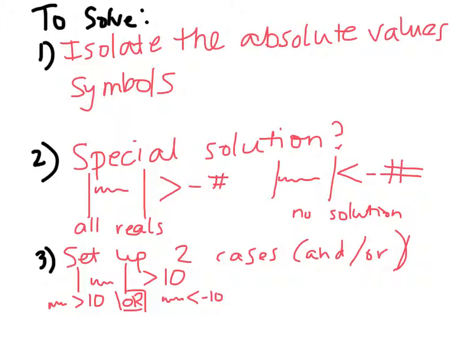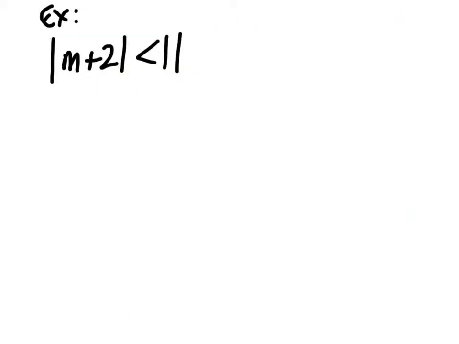or whatever's inside of there is less than negative 10. And then our other case would be if the absolute value of something is less than 10, or less than any positive number. And we're going to set up two cases, and we're going to say, okay, so whatever's inside of there can be less than 10, and whatever's inside of there has to be greater than negative 10. And then we're going to solve our compound inequalities. So let's look at a couple examples.